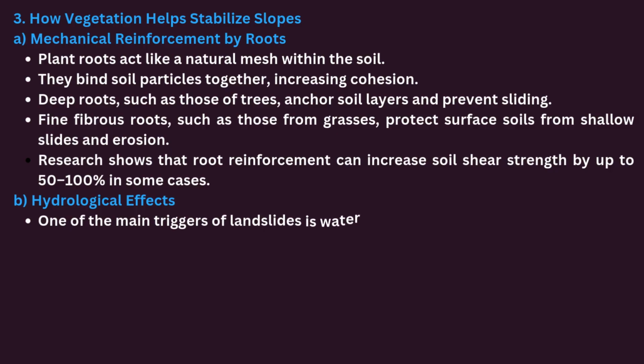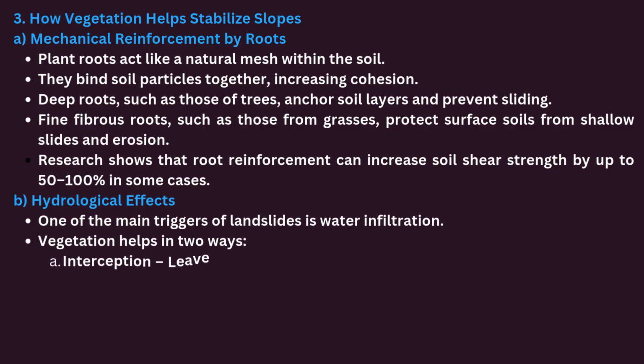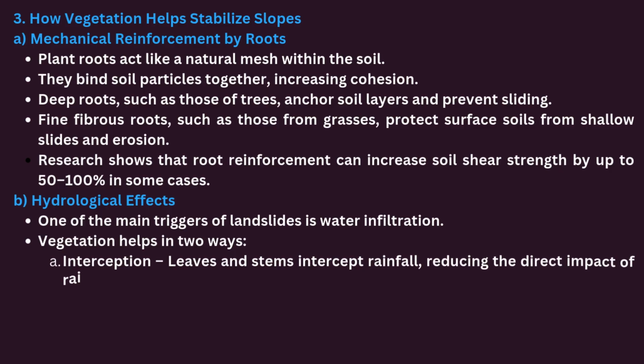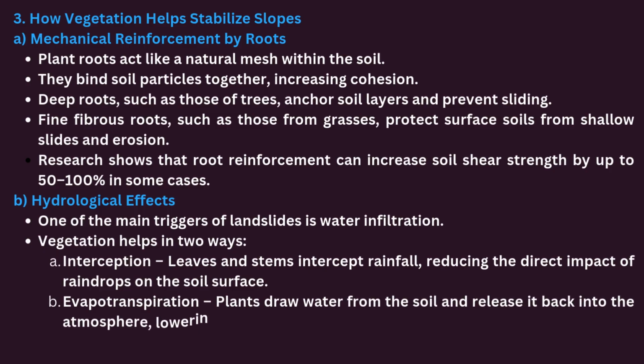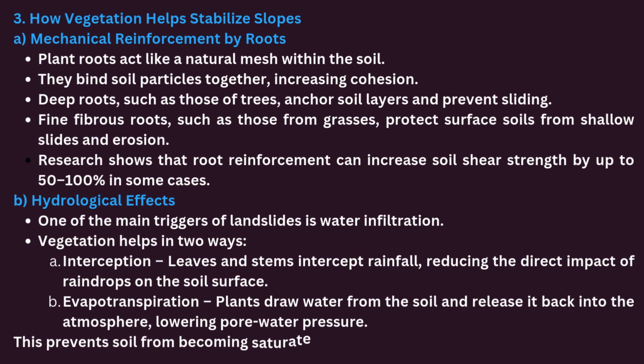B. Hydrological effects. One of the main triggers of landslides is water infiltration. Vegetation helps in two ways. 1. Interception. Leaves and stems intercept rainfall, reducing the direct impact of raindrops on the soil surface. 2. Evapotranspiration. Plants draw water from the soil and release it back into the atmosphere, lowering pore water pressure. This prevents soil from becoming saturated and reduces the risk of slope failure.